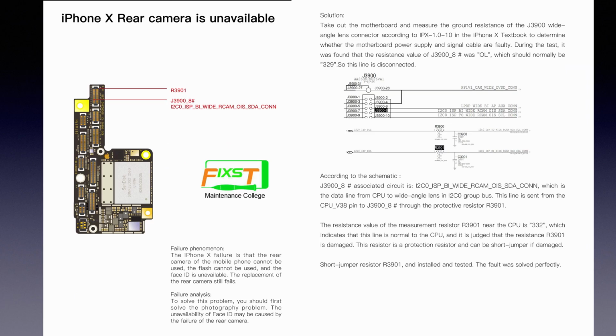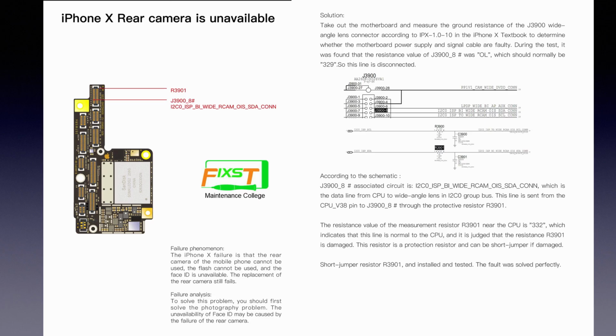This is the iPhone X. The back camera is unreliable. The back camera of the mobile phone cannot be used, the flash cannot be used, and the Face ID is unreliable. After changing the back camera, it still fails. To troubleshoot this problem, you should first solve the photograph problem. The unreliable Face ID may be caused by the failure of the back camera.